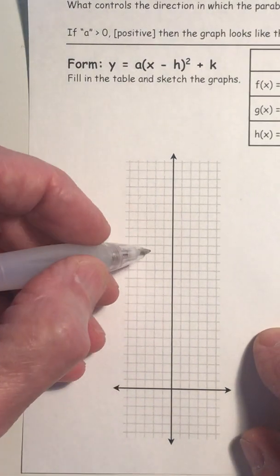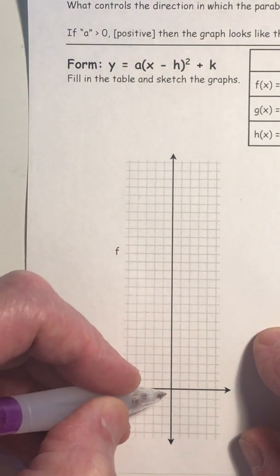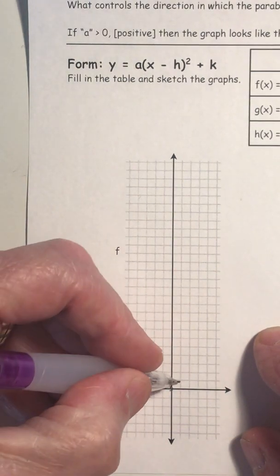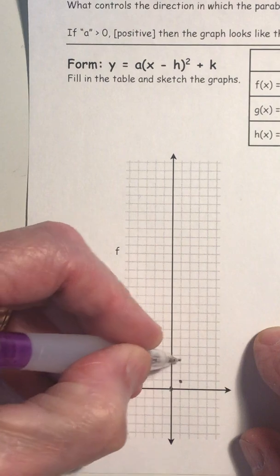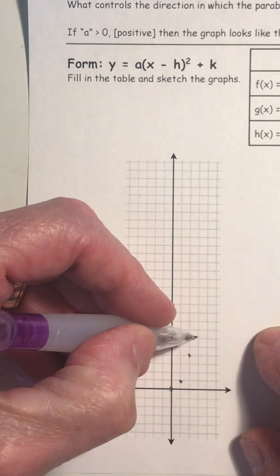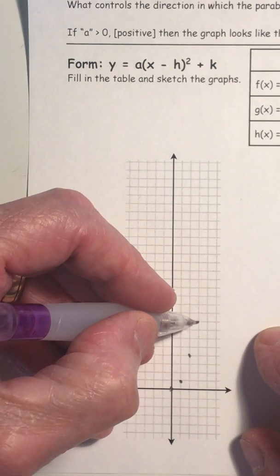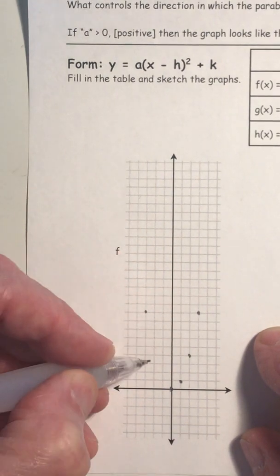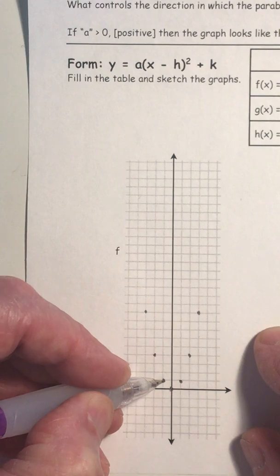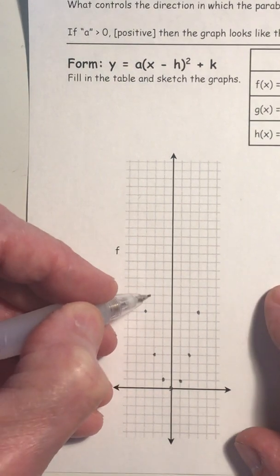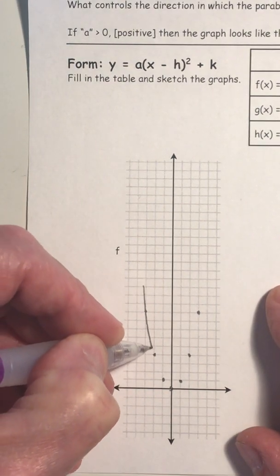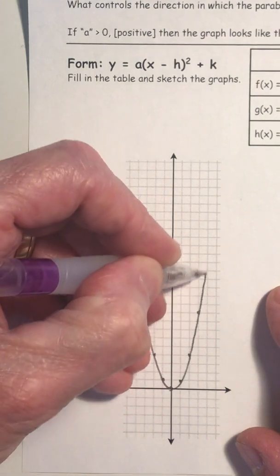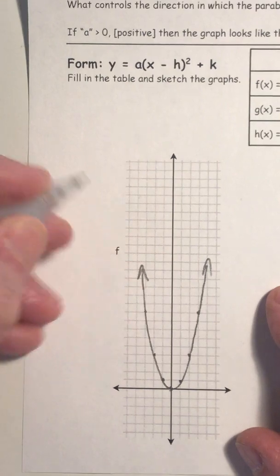Once again, the plain old x squared graph, we have 0, 0, and 1, 1, and 2 squared is 4. 3 squared is 9, and so on. Of course, the mirror image points on the other side. So there's the graph of y equals x squared, or f of x equals x squared. One more time.